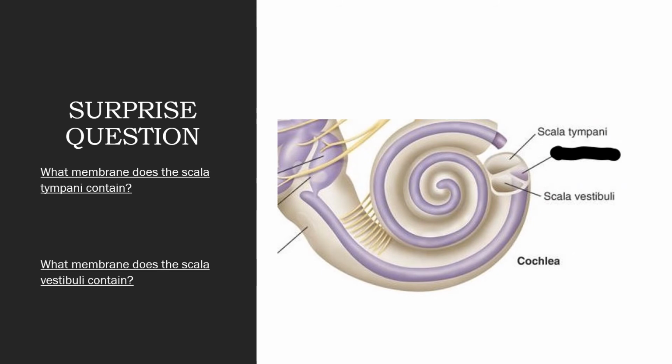Here is another surprise question. What membrane does the scala tympani contain? It contains the basilar membrane. What membrane does the scala vestibuli contain? It contains the tectorial membrane.